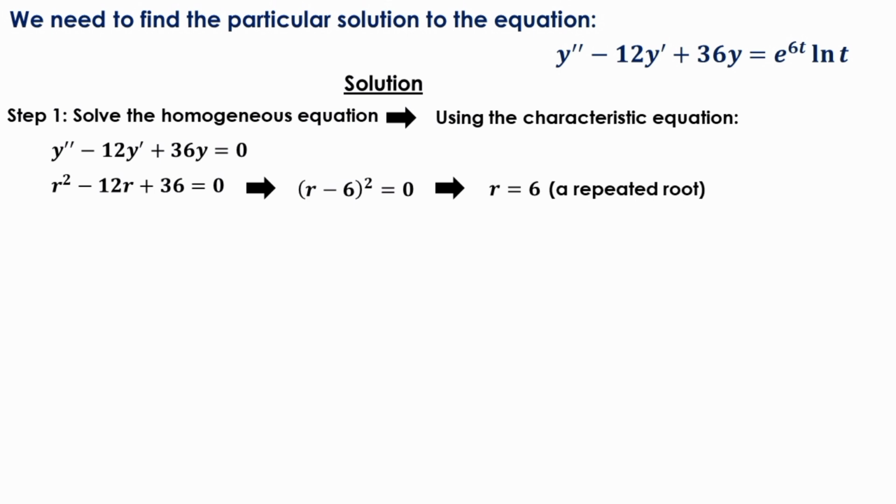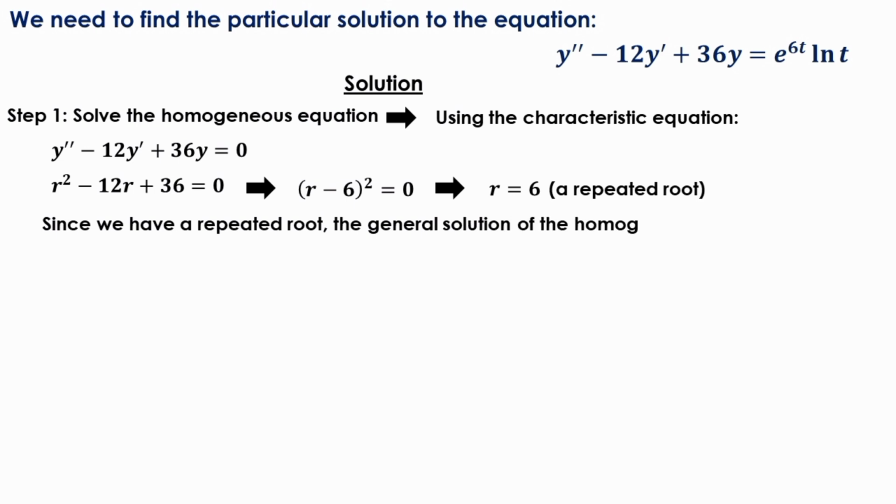Then we know that for a repeated root, we have the general solution, where a and b are arbitrary constants. So that will give us y_h equals a e^(6t) plus b t e^(6t). So this is the general solution for the homogeneous part.